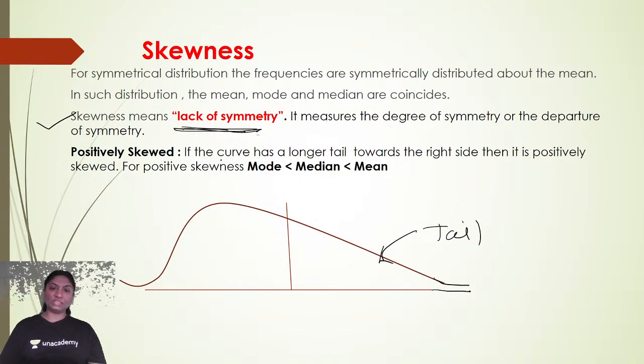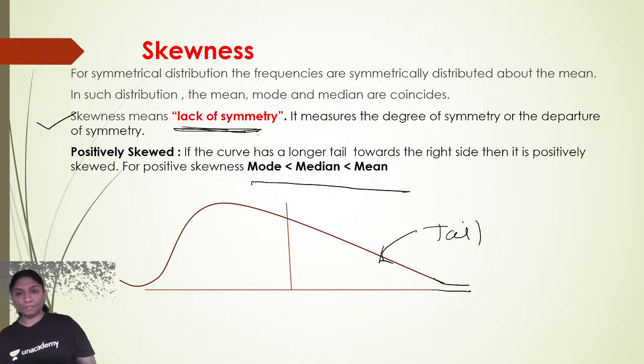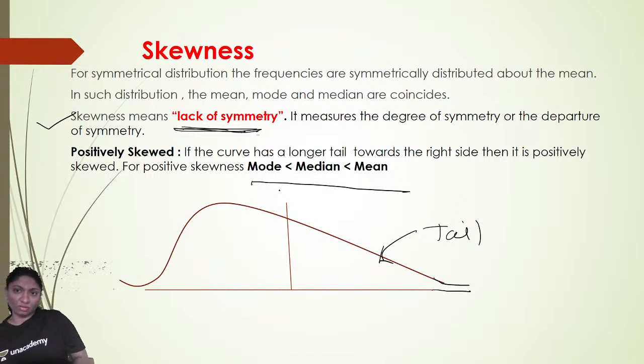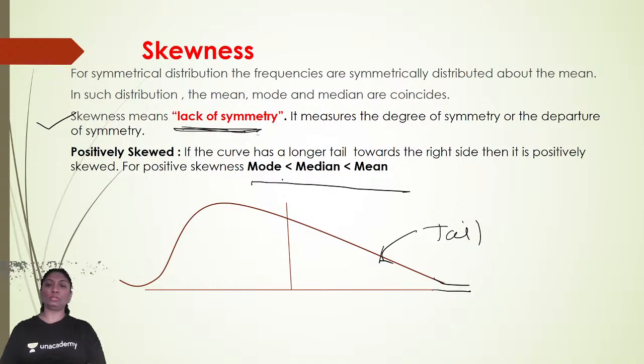For positive skewness, mode is less than median, less than mean. See, I already told you that for a symmetric distribution the mean, mode and median coincide. Whenever the distribution has a longer tail towards the right hand side, we say that the distribution is positively skewed. Okay, now see here, positively skewed.